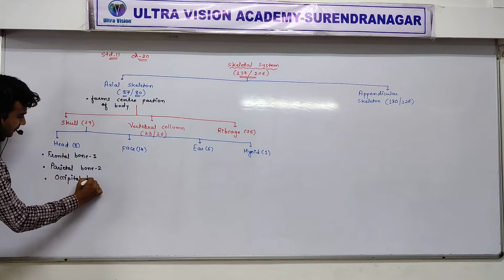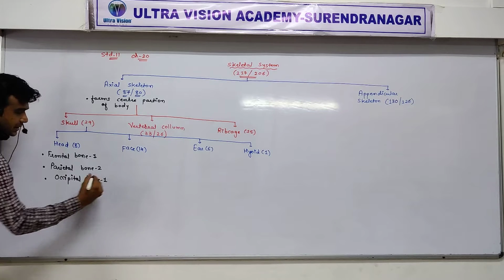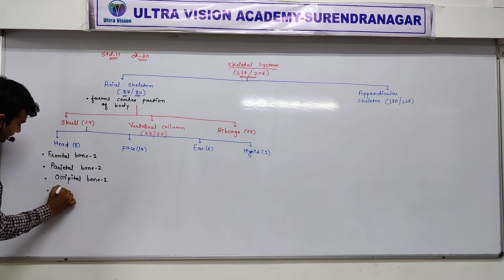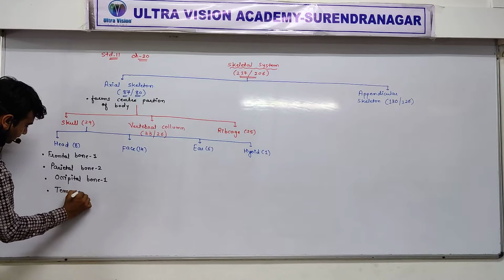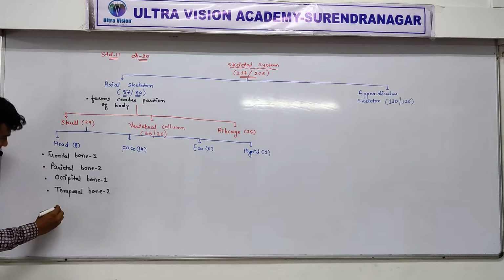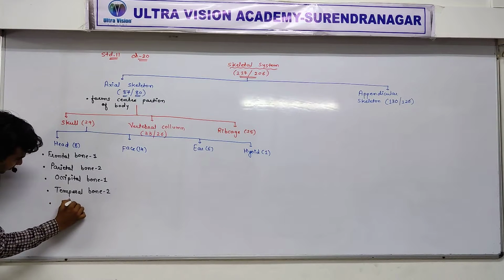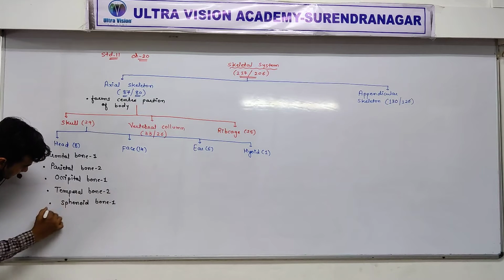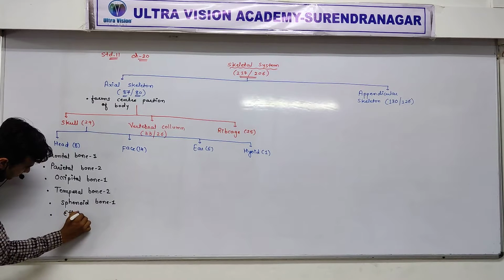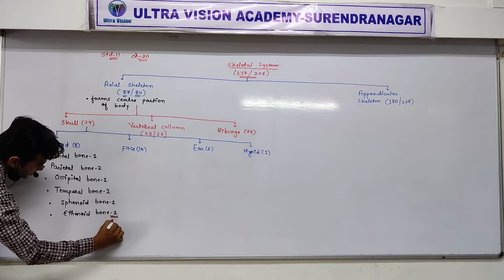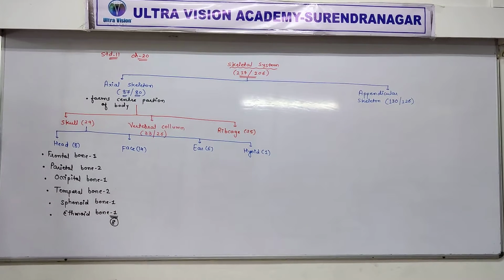Occipital bone is 1. Laterally, here, temporal bones are 2. One sphenoid bone. Sphenoid bone is 1, and ethmoid bone is also 1. So total 8 bones are present here.